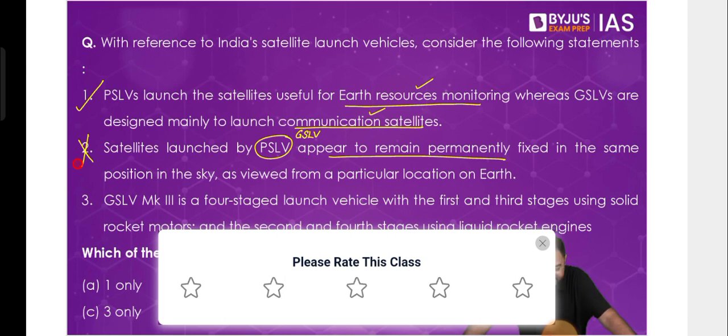GSLV Mark 3 is a 4-stage launch vehicle with the first and third stages using solid rocket motors, and the second and the fourth stages using liquid rocket motors. Is this GSLV Mark 3?